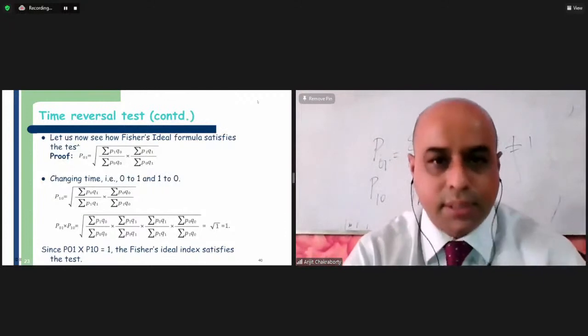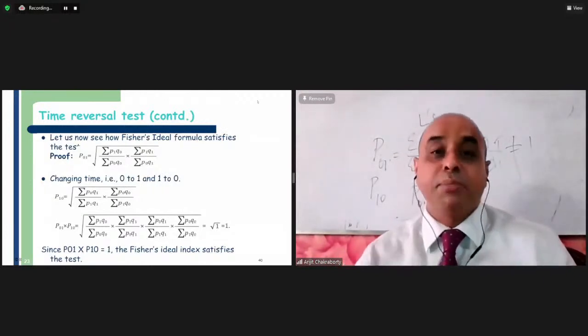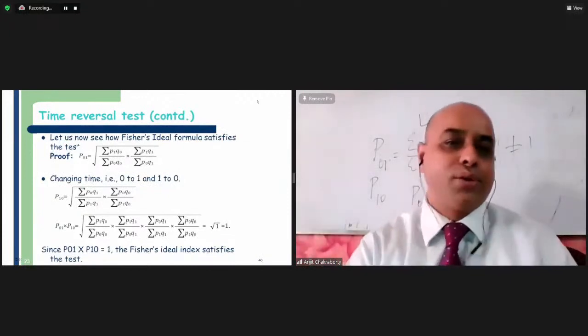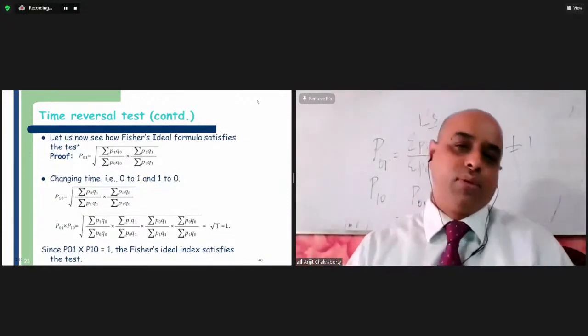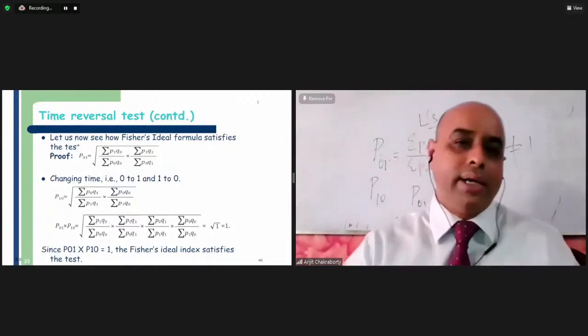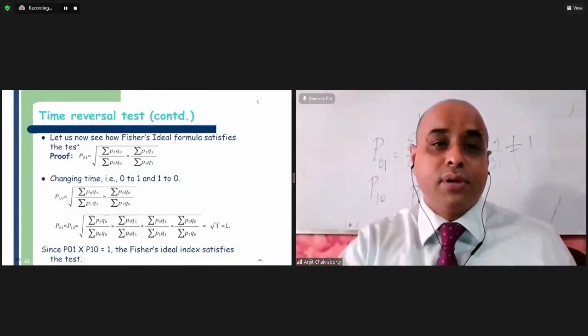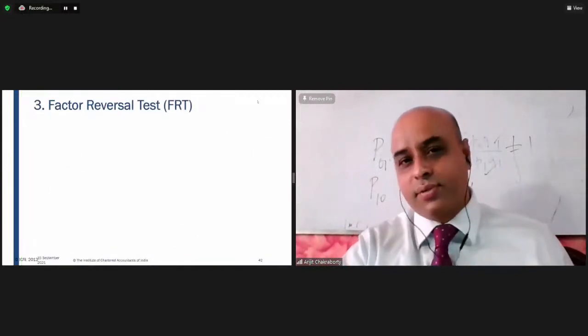the time reversal test. You can try it out if you get some time, after the session is over, and you will find that P01 into P10 will be equal to 1, which means Fisher's ideal index will satisfy the time reversal test. Last but not the least, we have the factor reversal test.